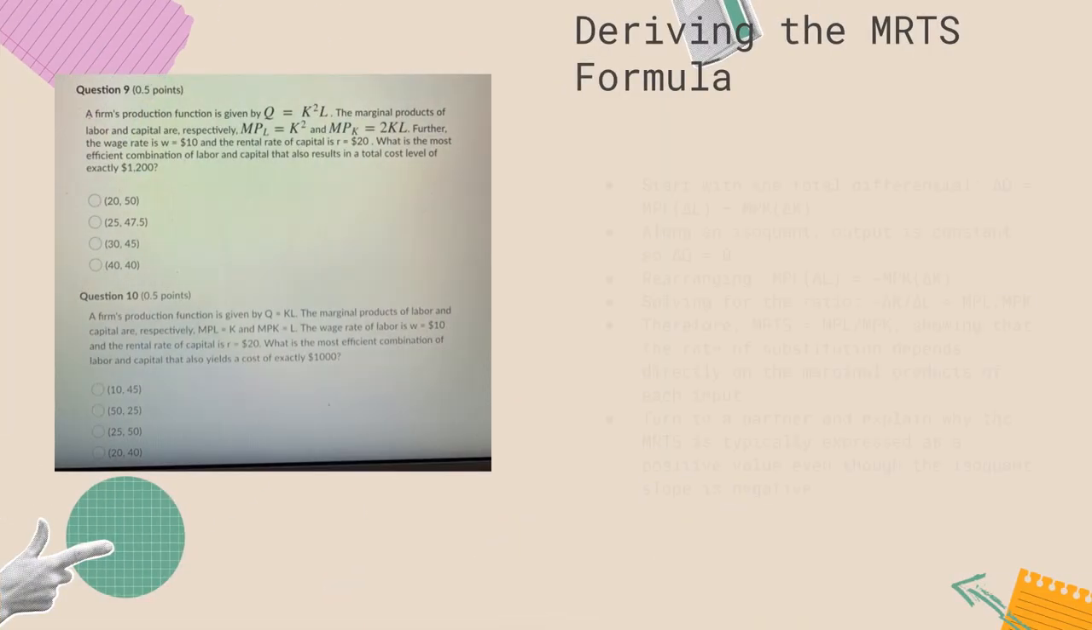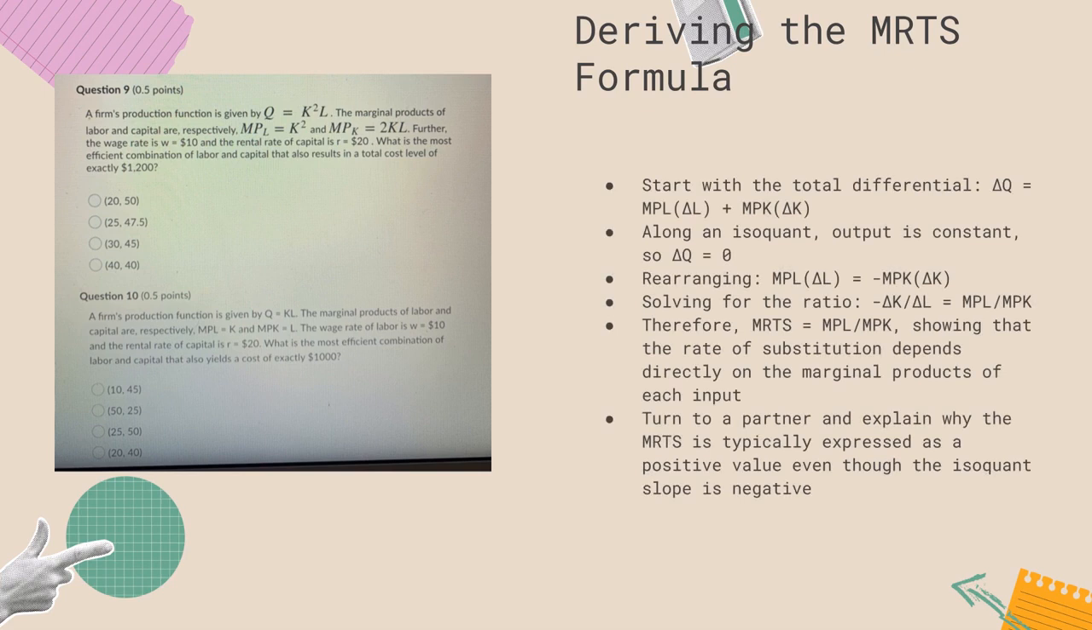The MRTS formula is derived by setting the total differential of output, delta Q, to 0, as output is constant along an isoquant. This results in MRTS equals MPL/MPK, showing the rate of substitution depends on the marginal products of labor and capital.